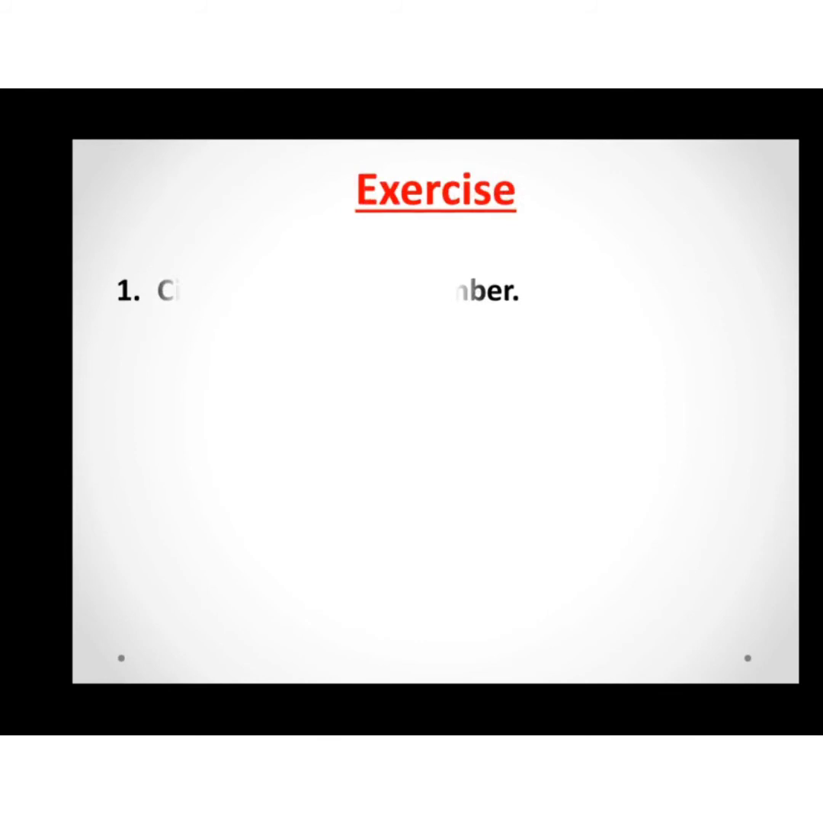Dear students, let's solve an exercise in order to understand the concepts. The first question is, circle the smallest number.